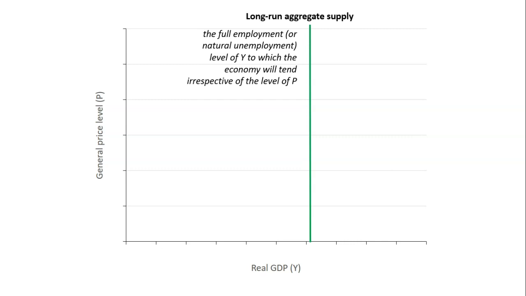This is a supply curve reflecting the full employment or the natural unemployment level of real GDP, or potential real GDP, to which the economy, it's argued by some, will tend irrespective of the level of prices. Remember here, full employment doesn't mean no unemployment. It means there is only natural unemployment. And natural unemployment is composed of frictional unemployment and structural unemployment.